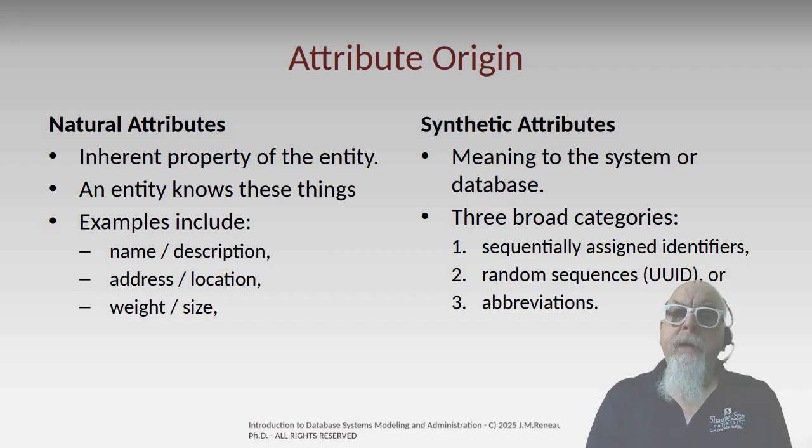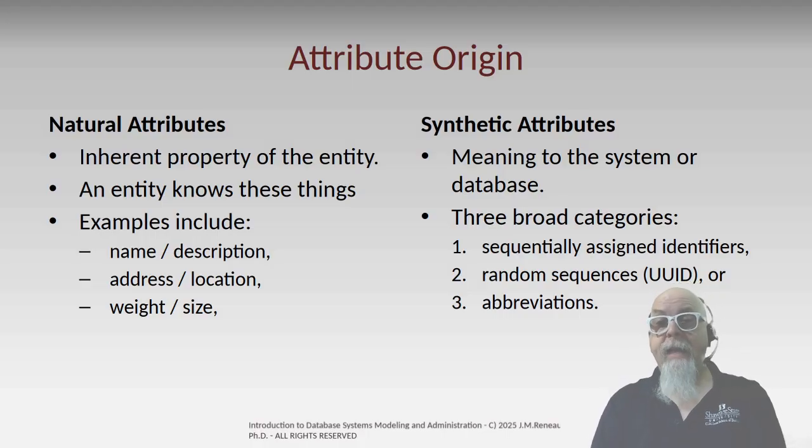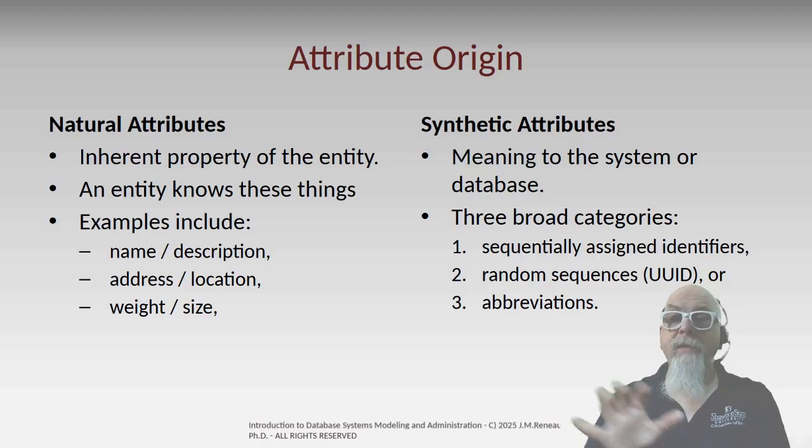Attributes come from two different origins. There are attributes that come from the natural world. We call those natural attributes, and attributes that we as data modelers, designers, database people, computer people make up, we call those synthetic attributes. A natural attribute is an inherent property of whatever the entity happens to be. And usually an entity will know these things about itself.